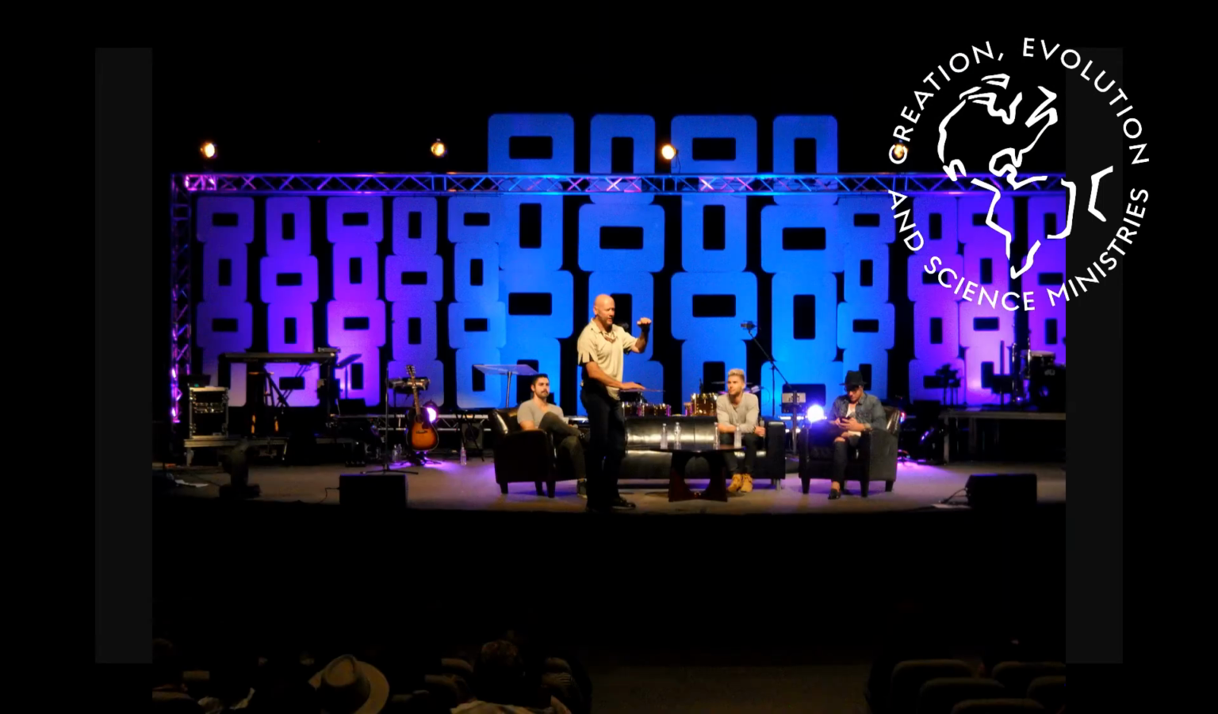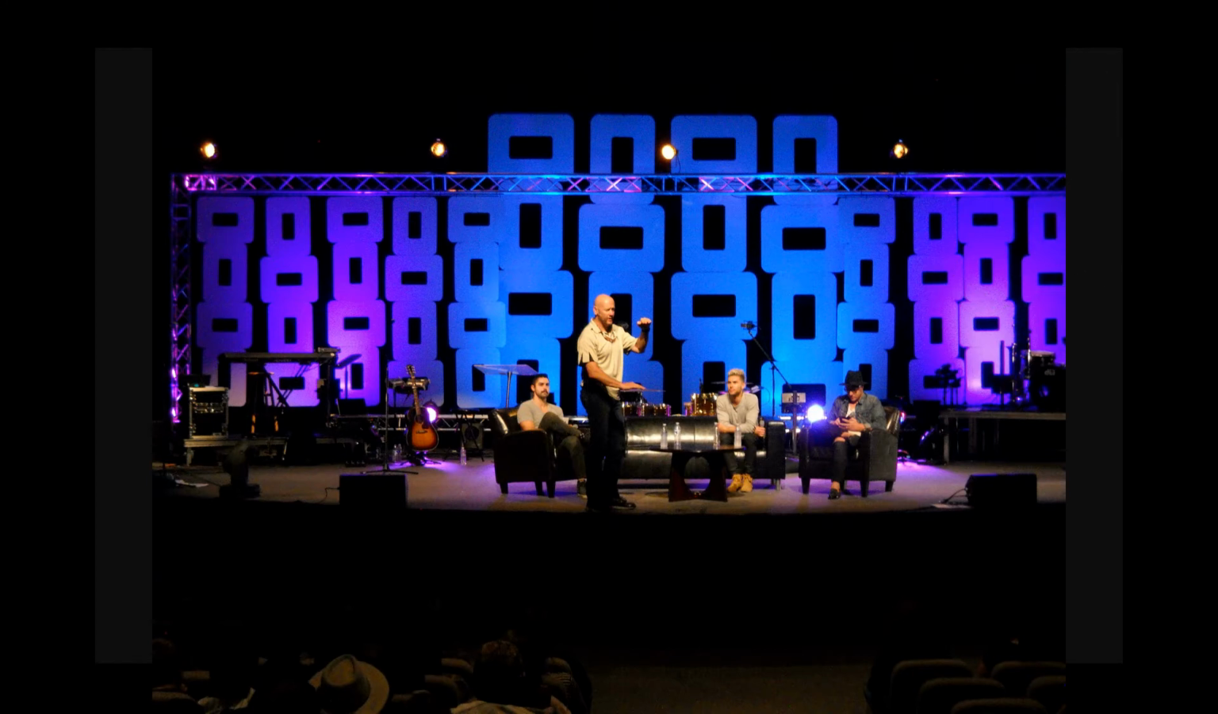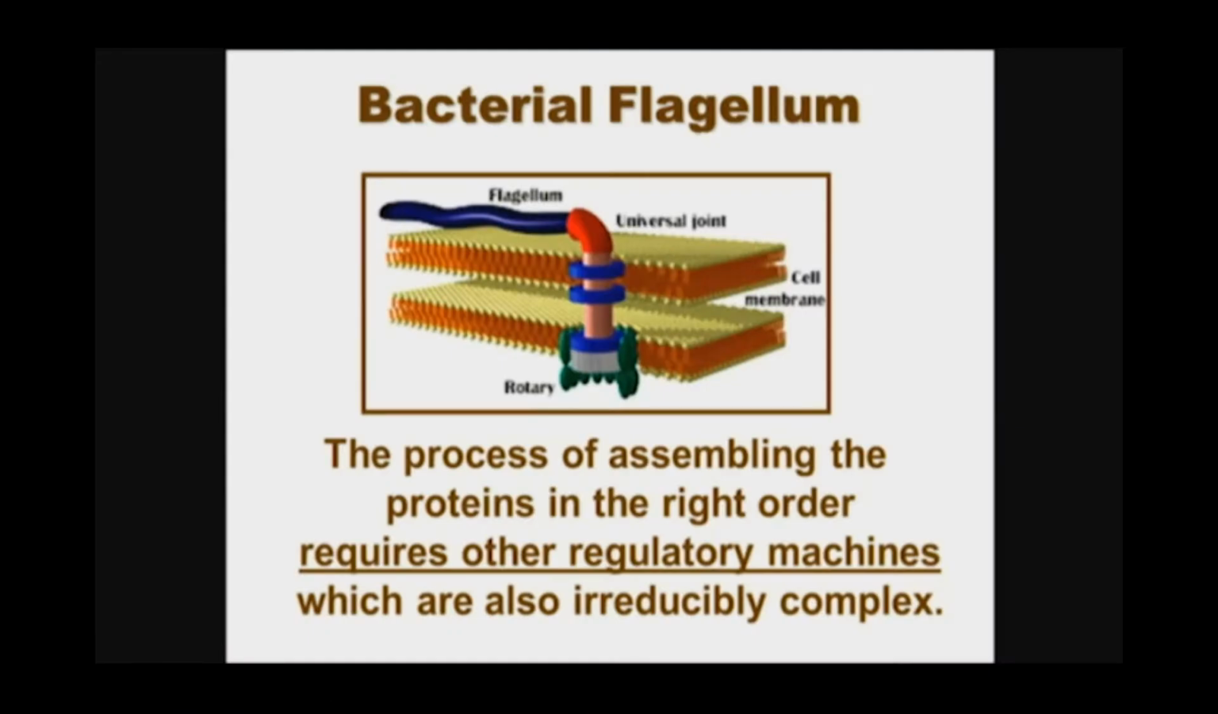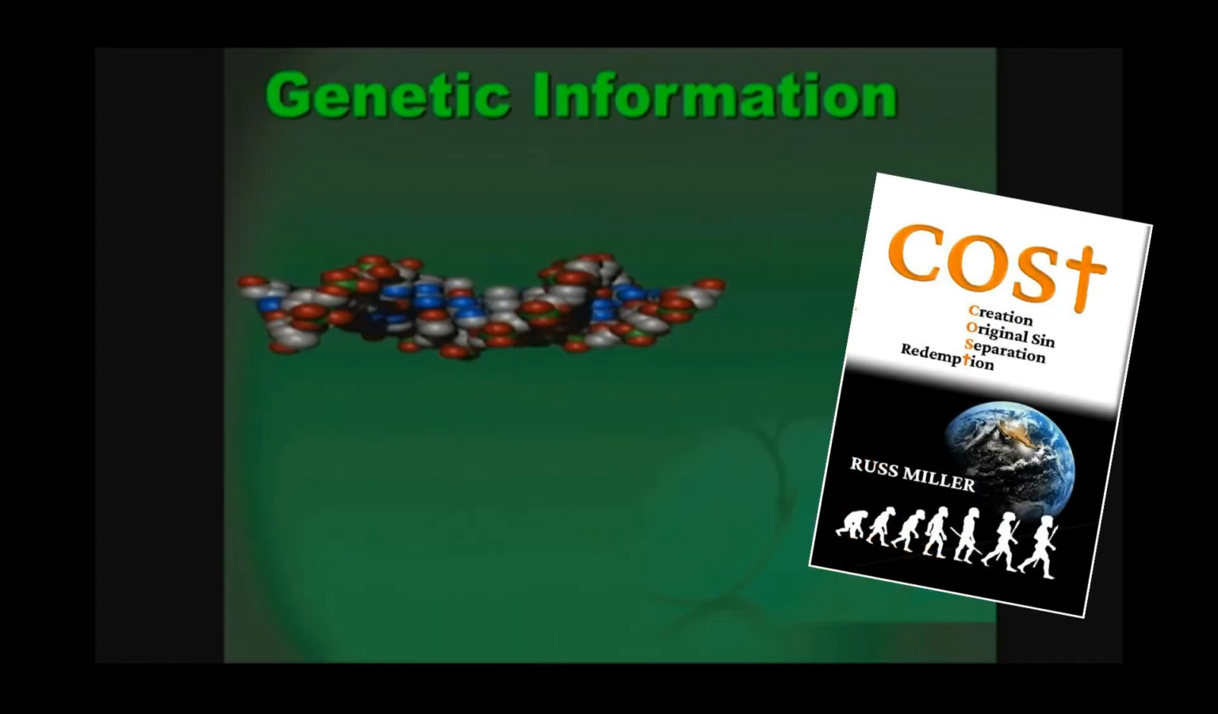Oh, and it gets a lot worse for those who worship at the altar of Darwinism. See, to put the flagellum in the correct order requires other molecular motors in the cell, which also have to be whole and complete at the very start, or life couldn't start. There are thousands of molecular motors in a cell. There's no way these came about on their own.